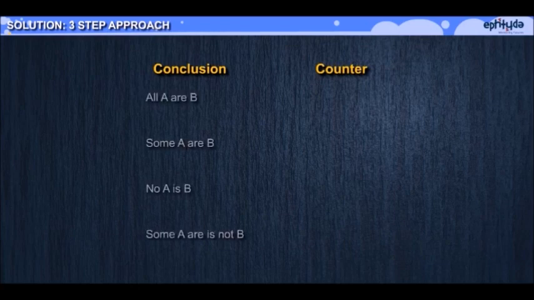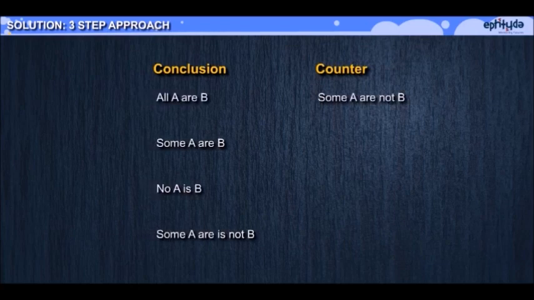Before we proceed with the second step, let us get the concepts on counter of the conclusion, that is, the first step clear. There are 4 conclusions that are checked in a question. Let us try to understand the counter of all the possible conclusions.